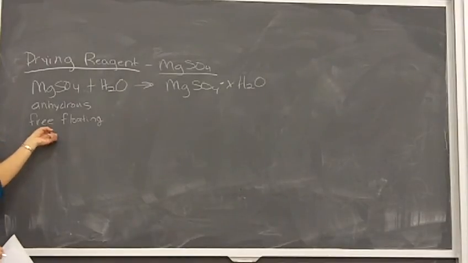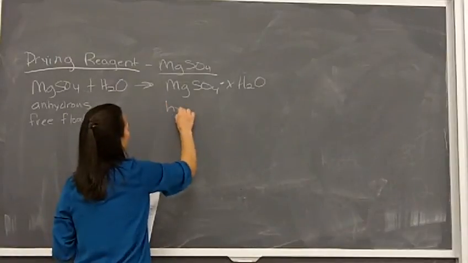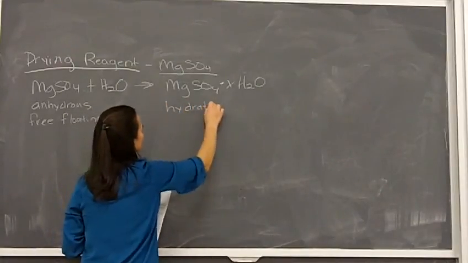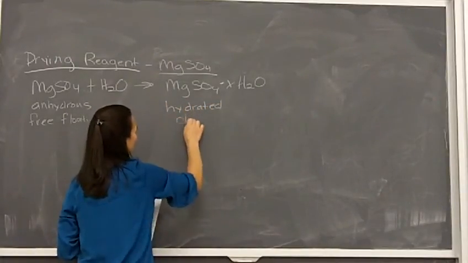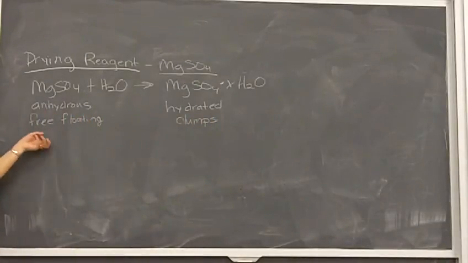When it's anhydrous, it's still free floating. When it's hydrated, you get clumps. So what you're going to do is add the magnesium sulfate to your ether layer, swirl it around, and what you should have is some clumps with a little bit of free-floating magnesium sulfate.